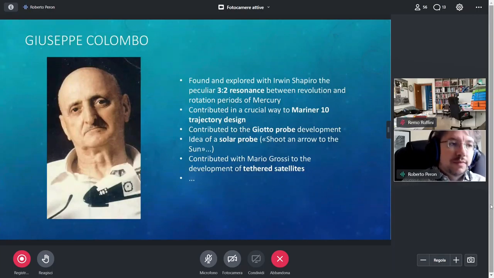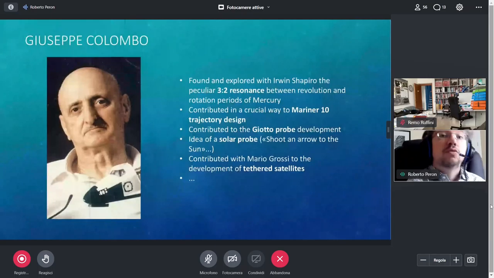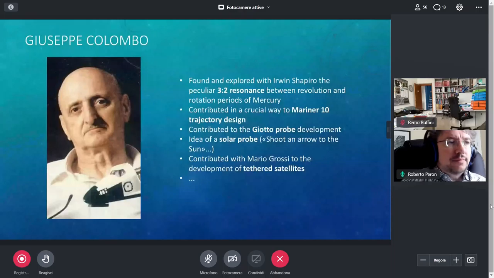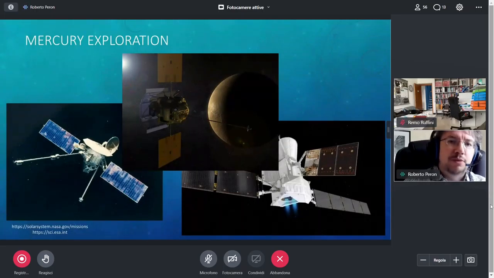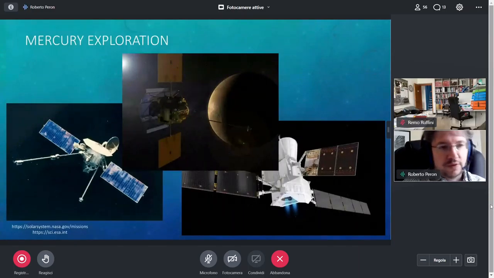So his figure is very tied to the exploration of planet Mercury and, in general, the solar system, especially with regard to celestial mechanics and the study of gravitation. And indeed, as I said before, reaching Mercury is not so easy. We have to go very deep inside the gravitational potential well of the Sun. And up to today, only two, we could say now three, missions have explored Mercury.